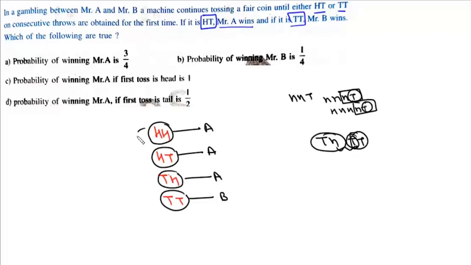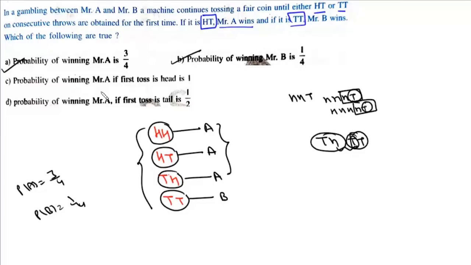So, are these four possibilities in the first row? Three of them favor Mr. A and one of them favors Mr. B. So, probability of Mr. A winning is 3 by 4 and probability of B winning is 1 by 4. That means options A and B, they are correct.